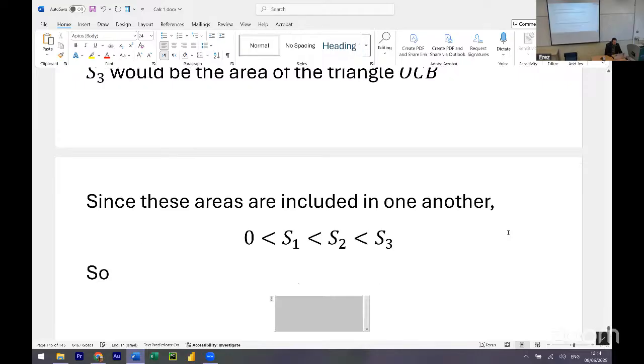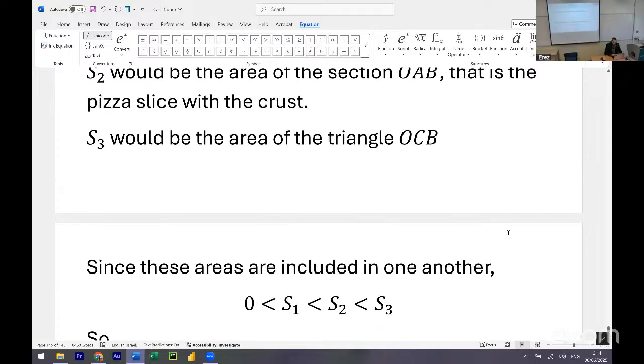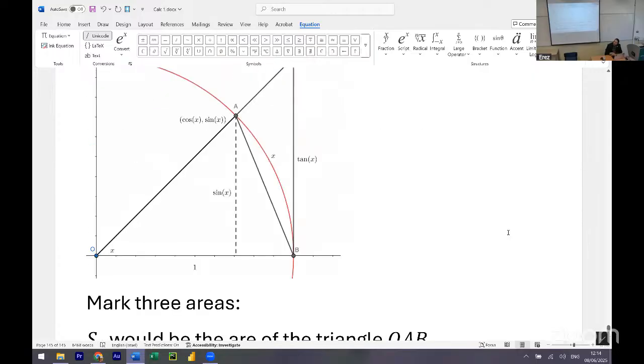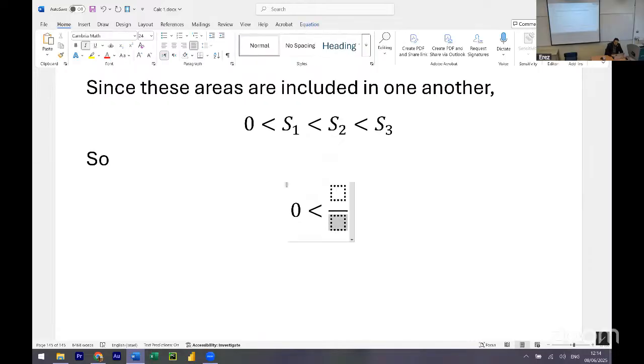So, 0 is smaller than S1. What is S1? What's the area of the triangle AOB? It's the height, sine of x, times the base over 2. The base is 1, so it's sine of x times 1 over 2. Agreed? Next.